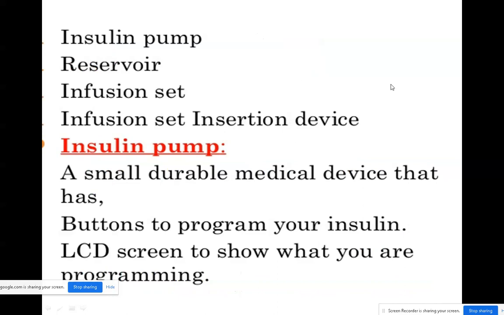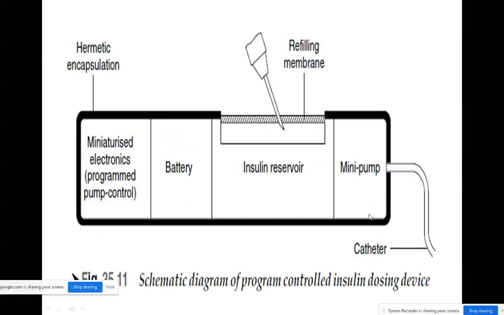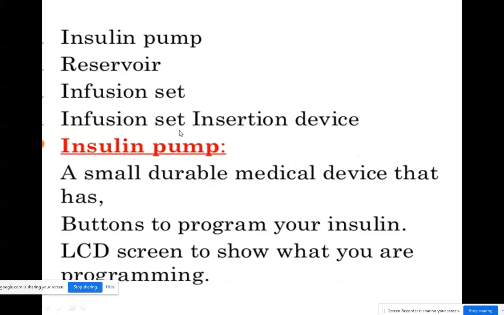Okay, so the parts of the device are the insulin pump, the reservoir, and the infusion set. The reservoir will hold the insulin. Infusion set means for inserting. You will have two parts, that is the mini pump and the catheter. These two come under the infusion set, and the infusion set insertion device, like a catheter, here the pump.